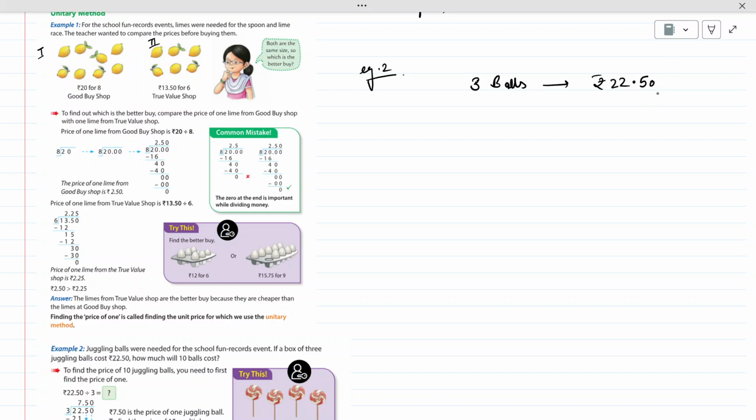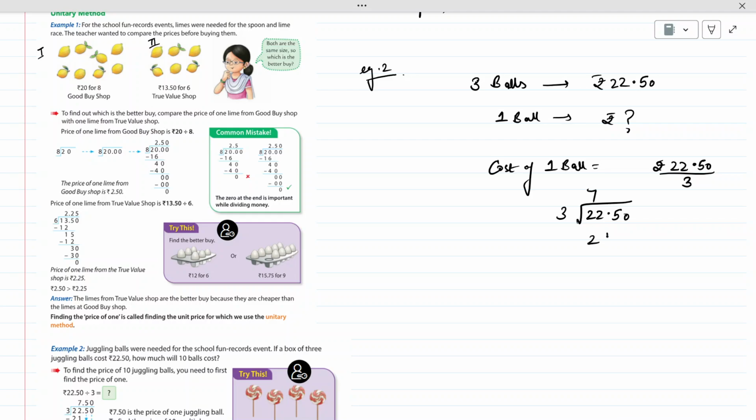So for 10 balls, what we have to do? We have to take out the cost of one ball first. What will be the cost of one ball? So the cost of one ball will be equal to rupees 22.50 divided by the total number of balls, that is 3. So let's divide 22.50 and 3 here.